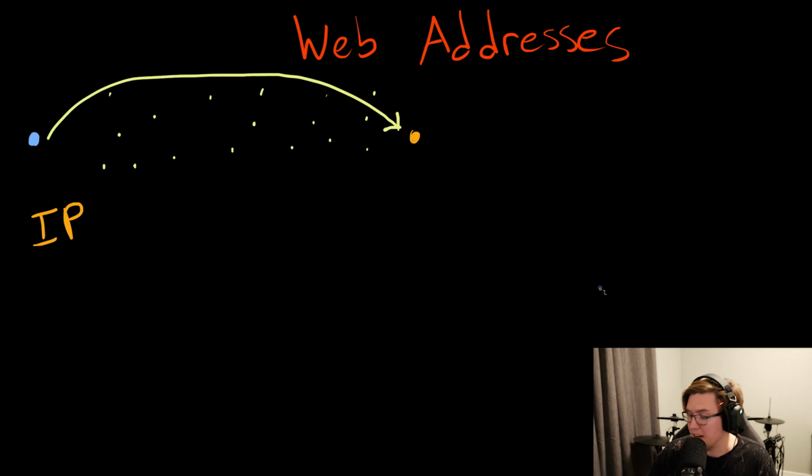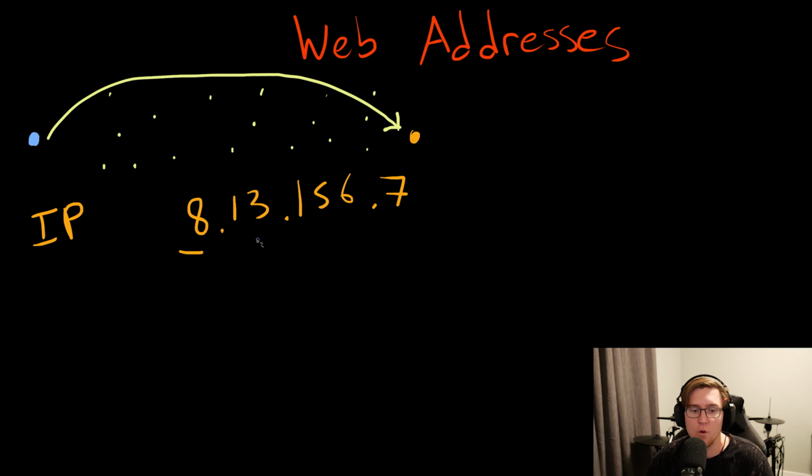So, what does an IP address look like? Well, it looks something like this: 8.13.156.7. Okay, there's 4 sections separated by periods, and each section can be between 0 and 255. 4 numbers, each number is 1 byte of information.